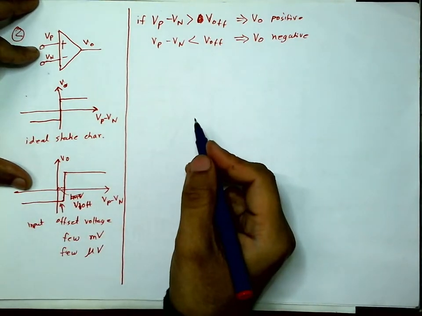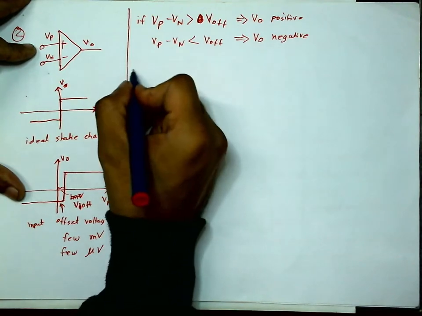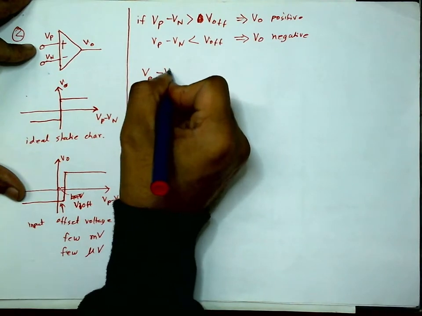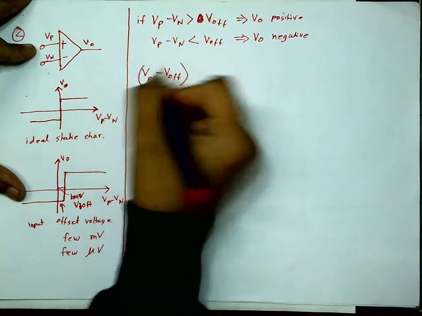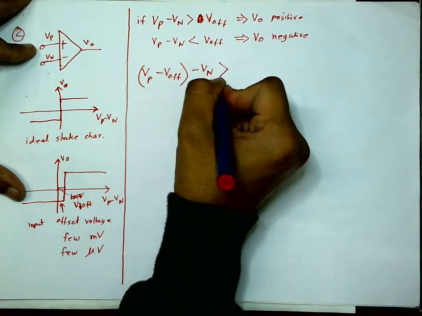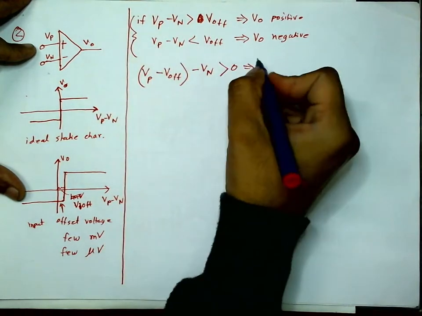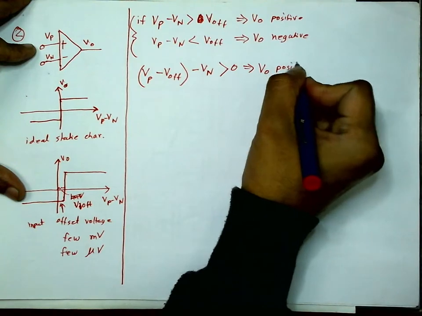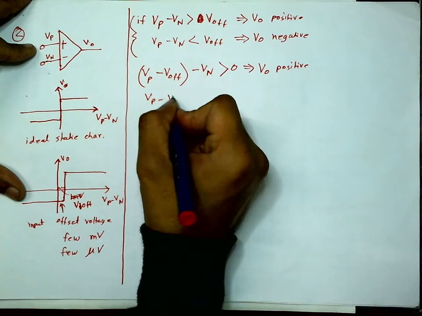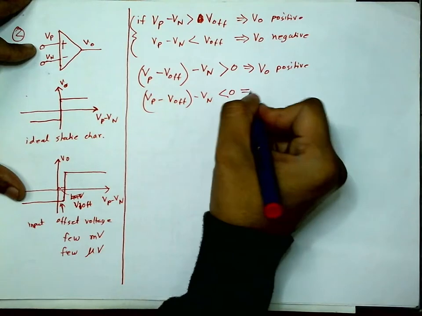Now what I can do, I write the same thing as Vp minus V off, bringing it from here to here, minus Vn. If this is greater than 0, then Vo is positive, and if Vp minus V off minus Vn is negative, then output is negative.